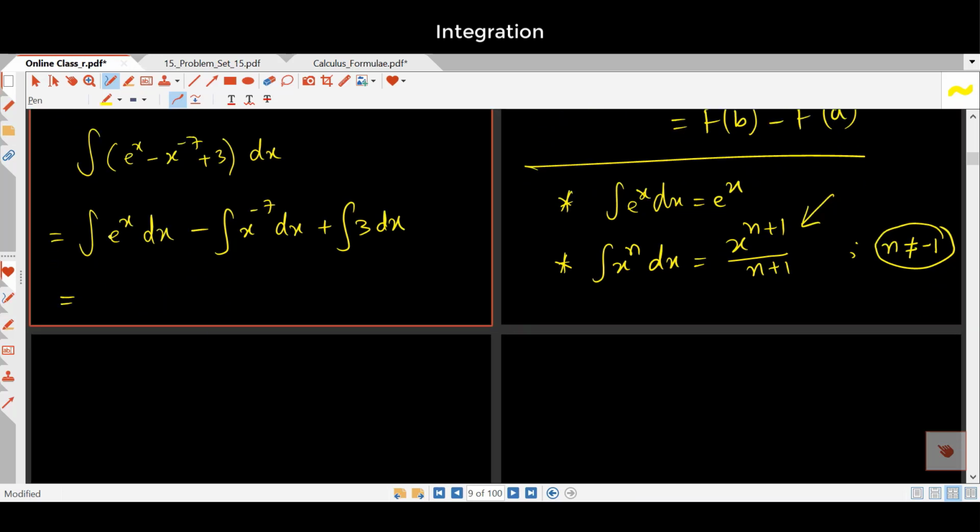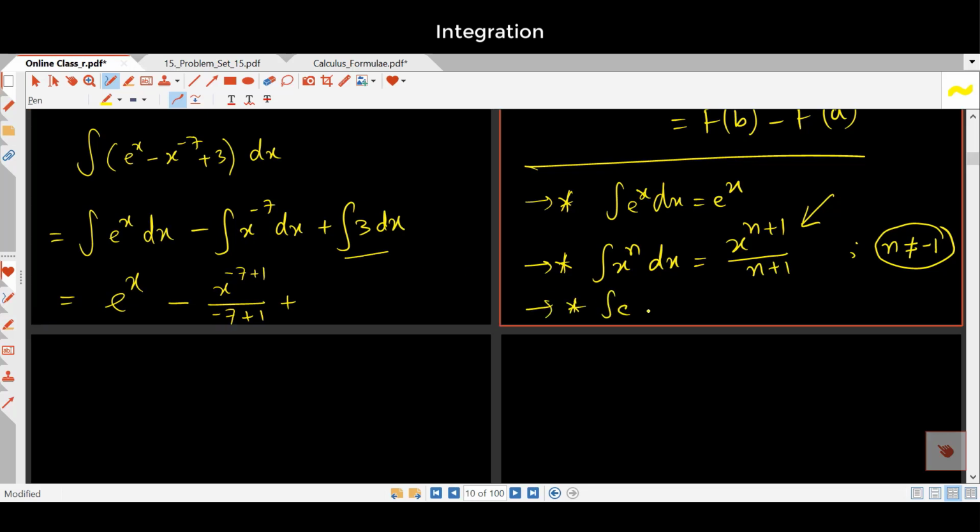So here, integration of e power x is going with this formula, e power x. Integration of x to the minus 7 is going with this formula, x to the minus 7 plus 1 divided by minus 7 plus 1. Integration of 3, you can remember that there is a formula: integration of a constant with respect to x is the constant times that variable x. So here integration of 3, and we are integrating with respect to x, so there is x. So integration of 3 is 3x.